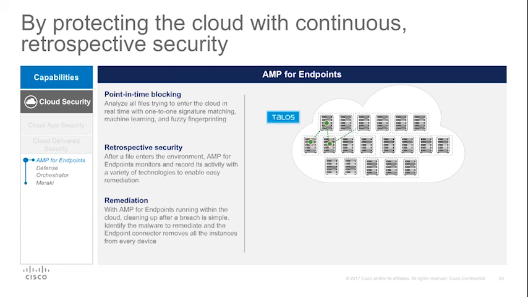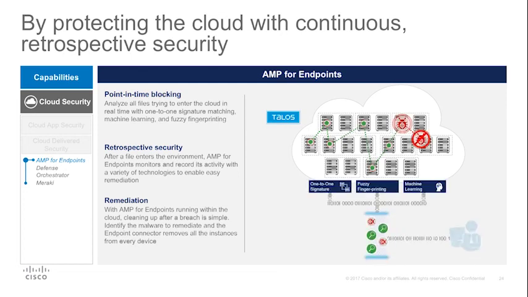As traffic moves into the cloud, it is subjected to 3 point-in-time technologies: one-to-one signature detection, fuzzy fingerprinting, and machine learning. One-to-one signature compares the signature data of all known malware to the new file and blocks anything that matches the known database. Fuzzy fingerprinting uses key identifying principles to detect families of malware, overcoming the challenge of polymorphic threats. Machine learning leverages big data analytics to find files that display malicious attributes.